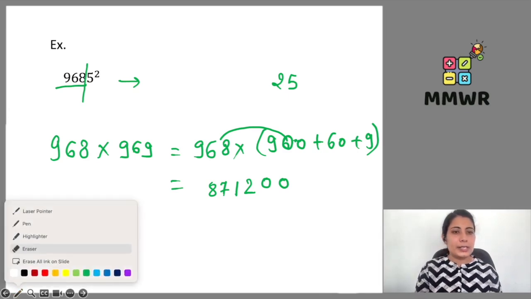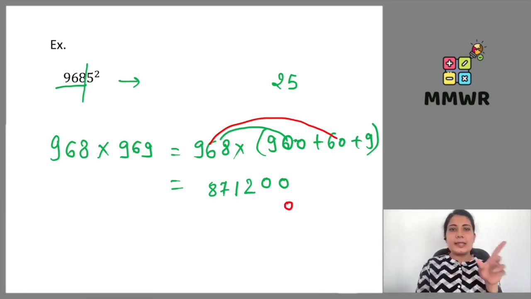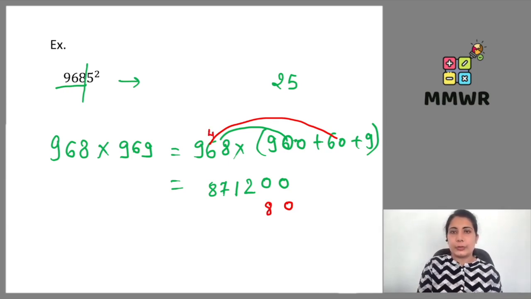Next thing is, we'll take the product of 968 with 60. So 0 will come at the end. 6 8s are 48. Carry over 4. 6 6s are 36. 36 plus 4 is 40. Again carry over 4. 6 9s are 54 plus 4 is 58.